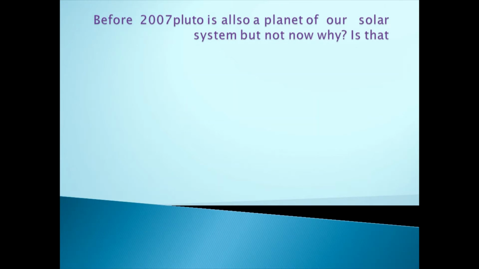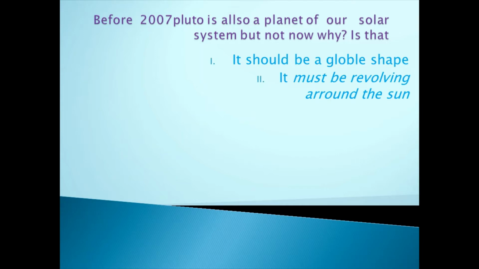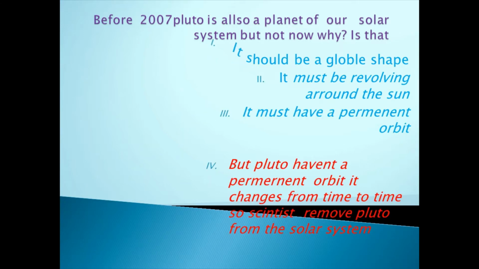Before 2007, Pluto was also a planet of our solar system, but not now. Why is that? To be a planet of our solar system, every planet should have 3 main characteristics. They are: it should have a global shape, it must revolve around the Sun, and it must have a permanent orbit. But Pluto doesn't have a permanent orbit. It changes from time to time. So in 2007, scientists decided to remove Pluto from the planets of our solar system.